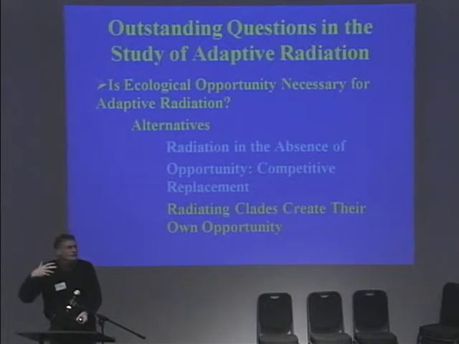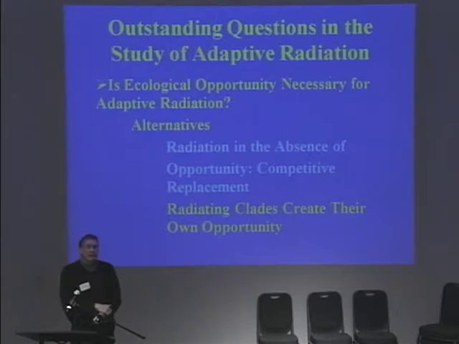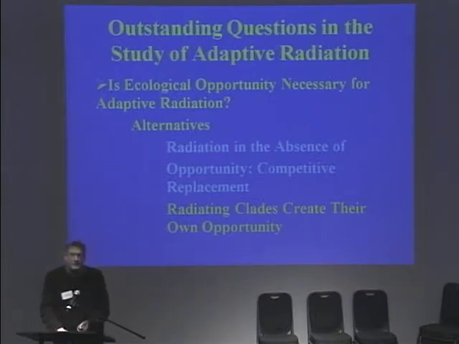This discussion assumes that the ecological opportunity pre-exists the presence of a group that takes advantage of it. It's something sitting there and the group comes in and fills the opportunity, if you will. Another possibility, however, is that radiating clades create their own opportunity, that in some sense radiations can become self-propagating. Now, how might this happen?